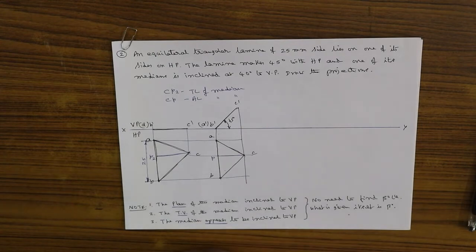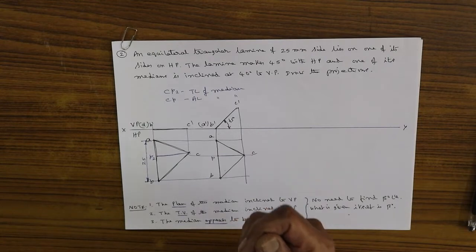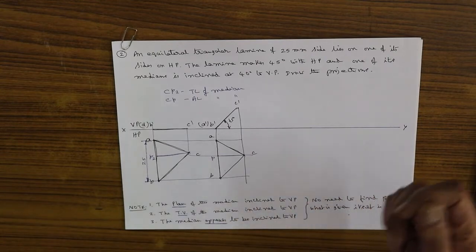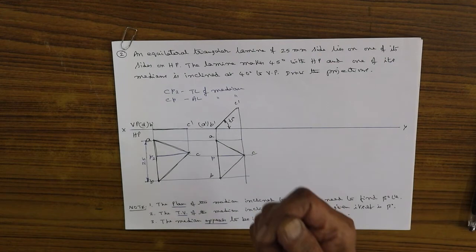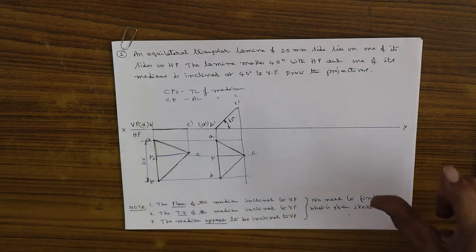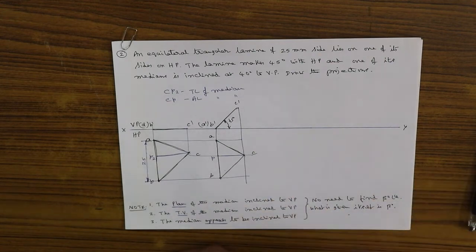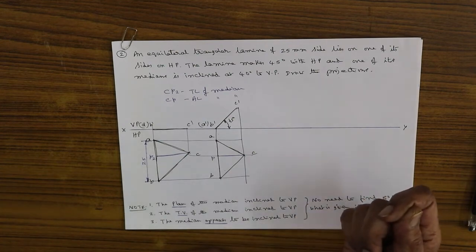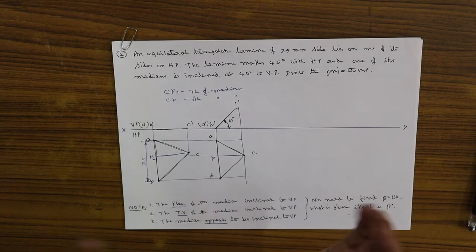If I change the sentence like this, the top view of a straight line AB is inclined to VP at 60 degrees, where the top view small a b is the apparent length, then it is the beta angle. When you use the word top view, it refers to the beta angle. When you don't use the word top, it is a true angle.